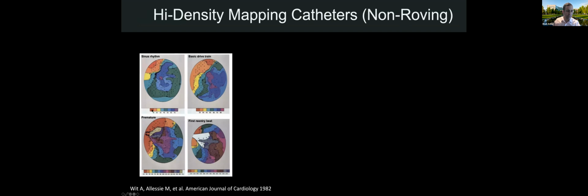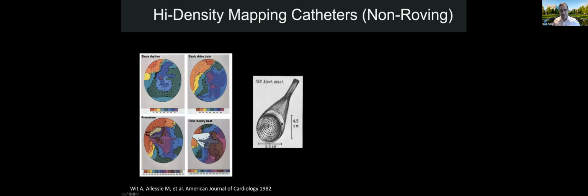High density mapping catheters for mapping any arrhythmias, VTs or atrial arrhythmias, is not a new thing. We have been using non-roving catheters. If you look at this beautiful paper that was published in 1982 when Andy Wheat was a fellow with Moritz Alessi in the Netherlands, this is a beautiful study because back then in 1982, they didn't know if infarct-related VT is reentry or not. They used a really high-resolution mapping catheter, maybe not as fancy and sexy as the one we use today, but this shower head device that has so many electrodes on it with very robust cabling was able to give us a very good understanding of what the mechanism is.